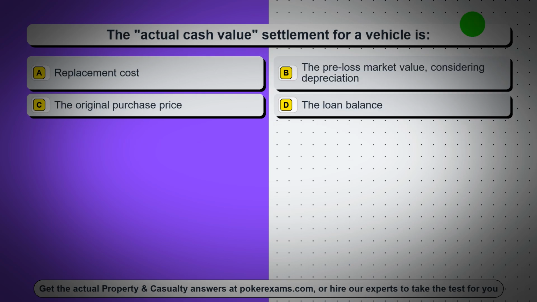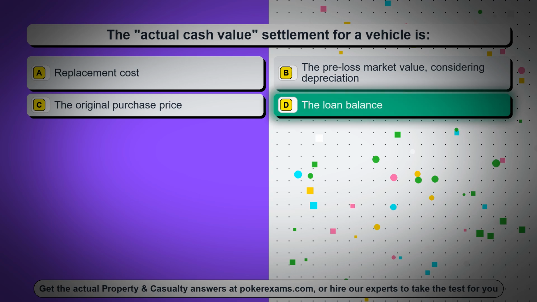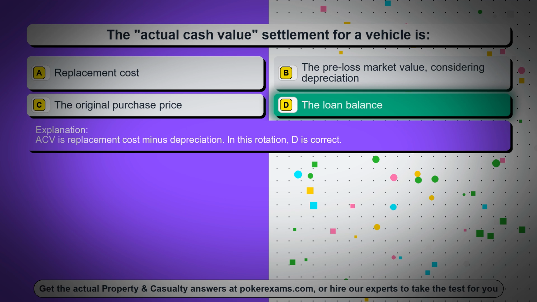Question 82. The actual cash value settlement for a vehicle is: Option A, replacement cost. Option B, the pre-loss market value, considering depreciation. Option C, the original purchase price. Option D, the loan balance. The correct answer is option D, the loan balance. ACV is replacement cost minus depreciation. In this rotation, D is correct.